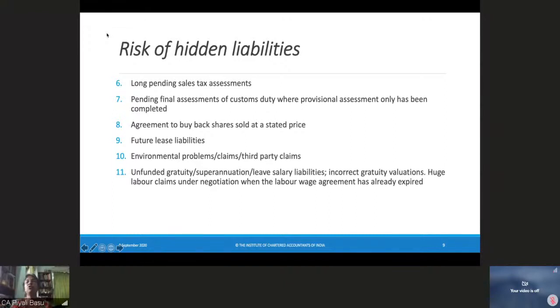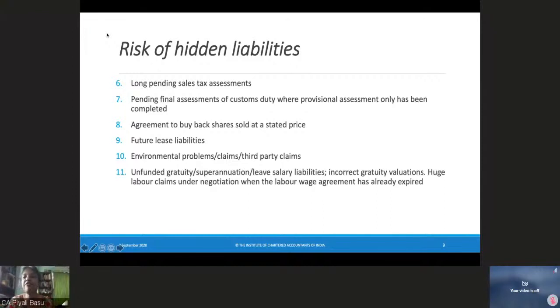And general environmental liabilities, like problems with the people. You're not dealing with your employees properly, and hence there are probably cases going on, harassment and a whole lot of things. Third party claims are there from customers and from vendors. Then unfunded gratuity, superannuation, leave salary. Unfunded, yet they are making provision. A very funny thing: if you read the balance sheet of such companies, the provision is only increasing, where they are not making payment. That means it is unfunded.